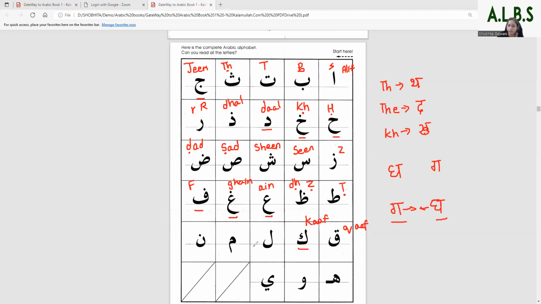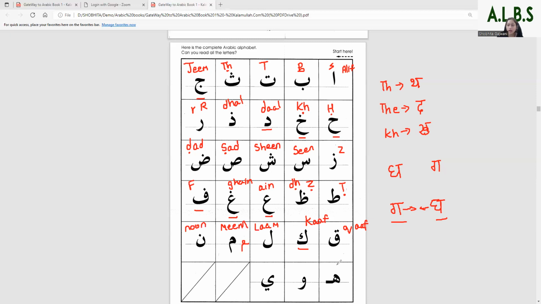Now the next letter is Lam. This letter is known as Mim. Somewhere it is written like this, and somewhere it is written like this. Now this letter is known as Noon.